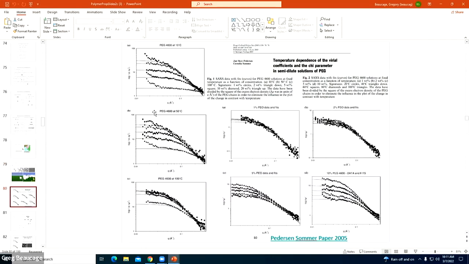So this is a paper by a guy named Pedersen, who's from Sweden, does a lot of scattering theory stuff, and Sommer's a German, I think from Mainz. I'm not sure where Sommer's from. Could be from Jülich, Germany too. Anyway, this is scattering from polyethylene oxide in water, I think. Pretty sure it's in water.